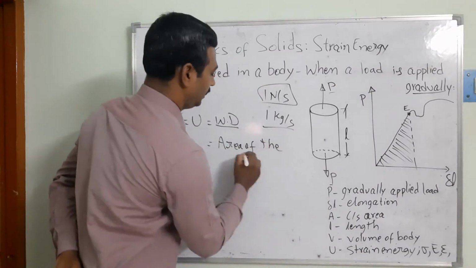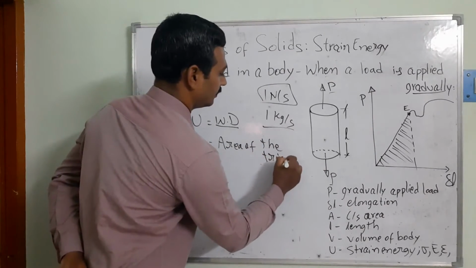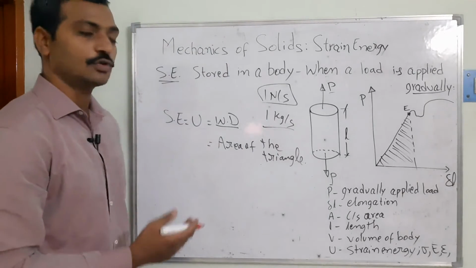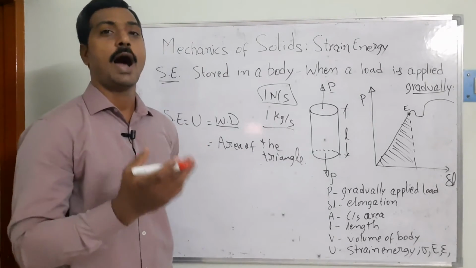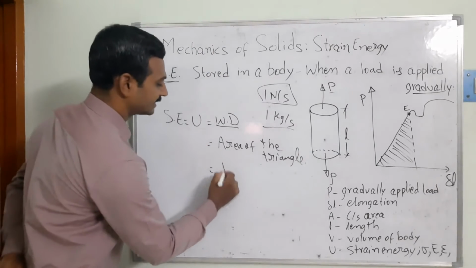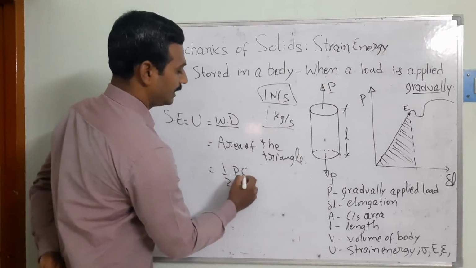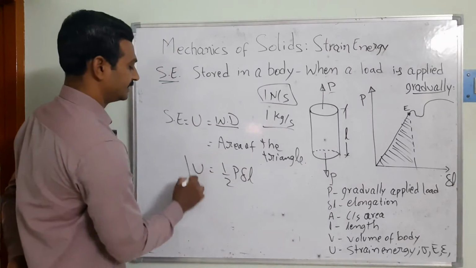Area of the triangle. So can you see the area of the triangle? How could you find it here? As we know, it's going to be half into base into height. So in this case, half into base into height is going to be half into P into del L.